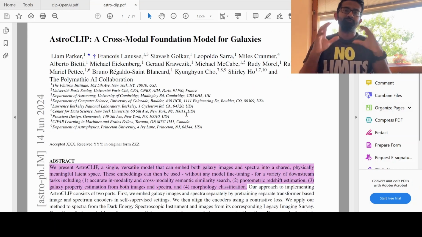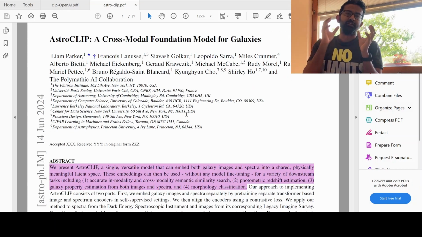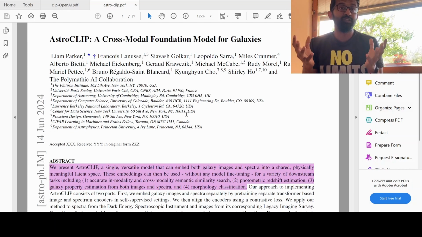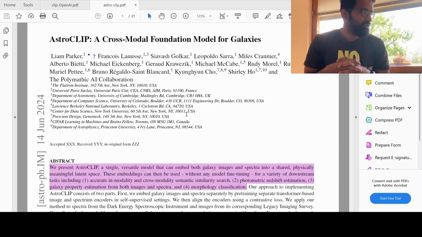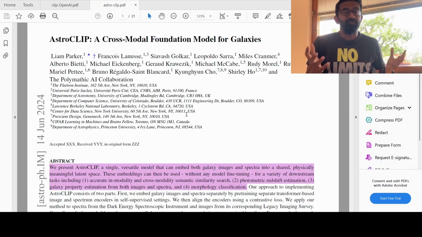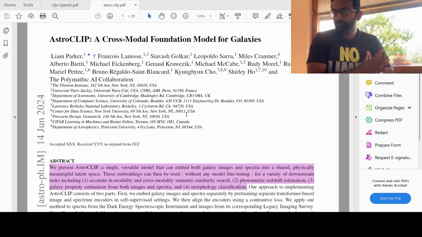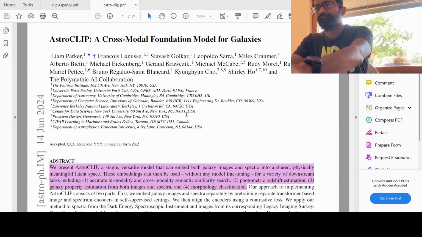By the way, all of the papers that I have described so far, let's say the CLIP paper, and the foundation model idea, which came from a group at Stanford, I will also link that paper down below in the description section. And of course, this AstroCLIP paper is a beautiful paper. If you're interested in learning physics and AI in general, just take a look at the paper by yourself.